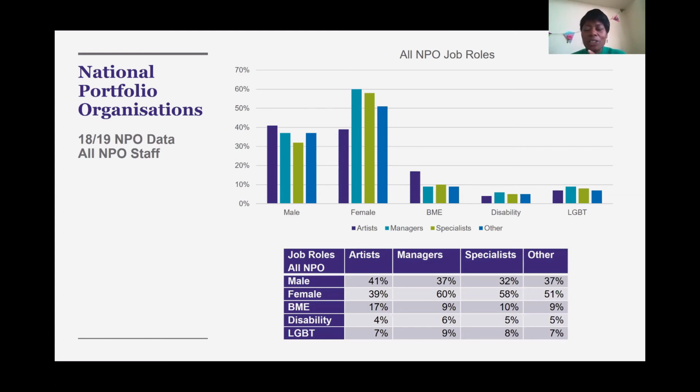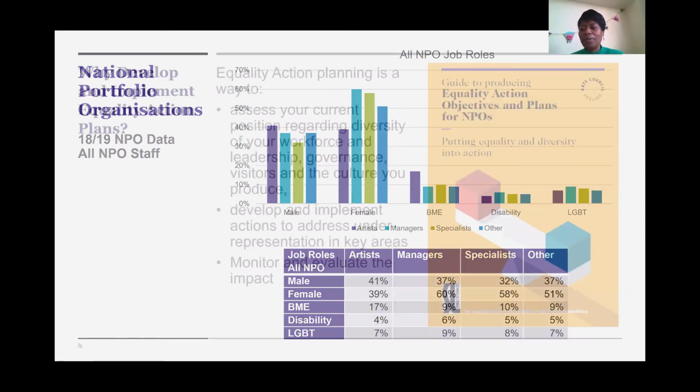The other thing that I should say is that in the previous slide, you will see that there was an explanation in terms of what we meant by artists and specialists and other. So that really should have been put on this slide. Sorry about that. Okay, so can we go to the next slide, please?